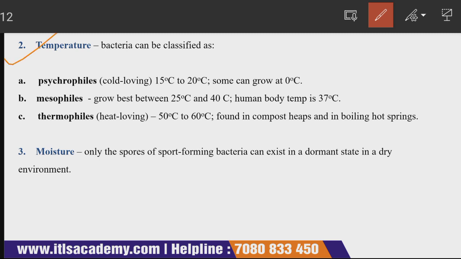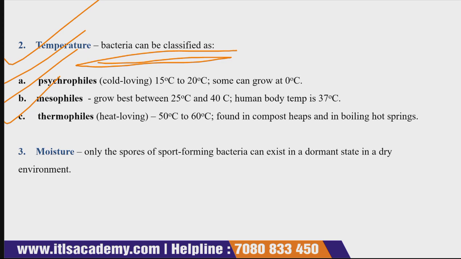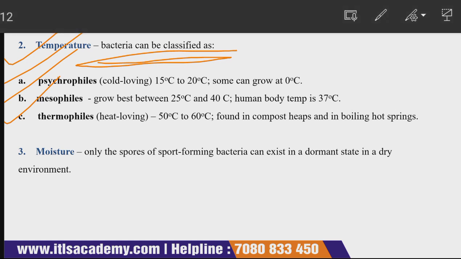Then comes the temperature. Bacteria can be classified as psychrophiles, mesophiles and thermophiles. Under the heading of psychrophiles, psychro means they are cold loving bacteria. So they can grow easily around a temperature of 0 degrees centigrade, and the optimum temperature is 15 to 20 degrees centigrade.